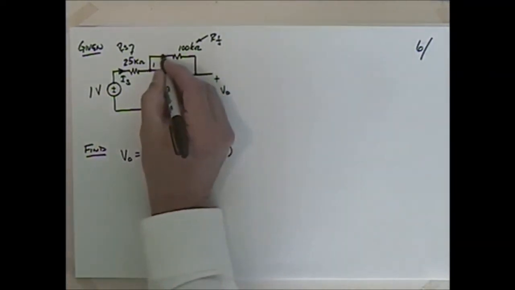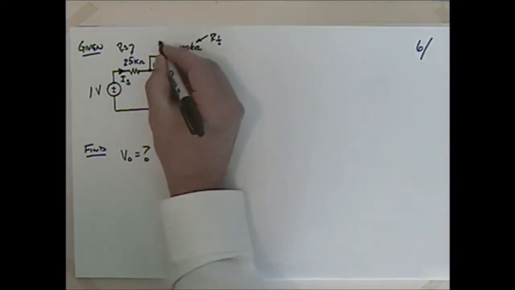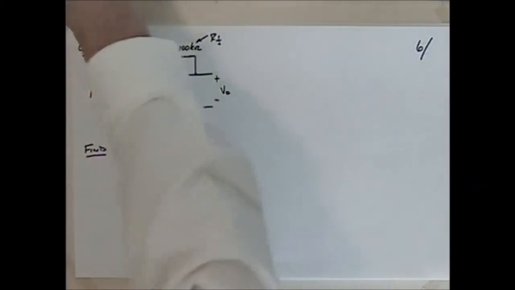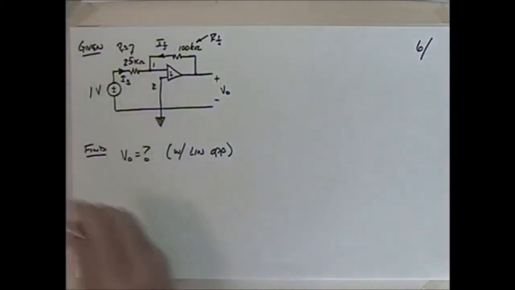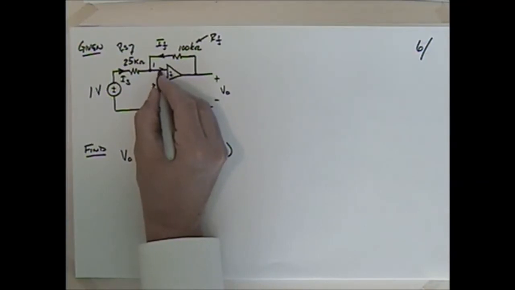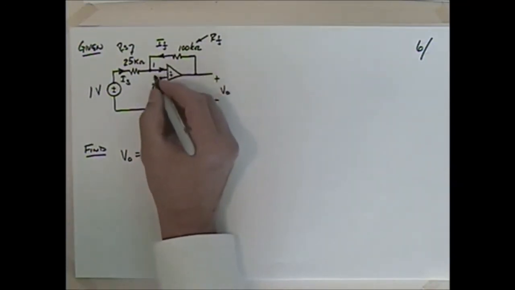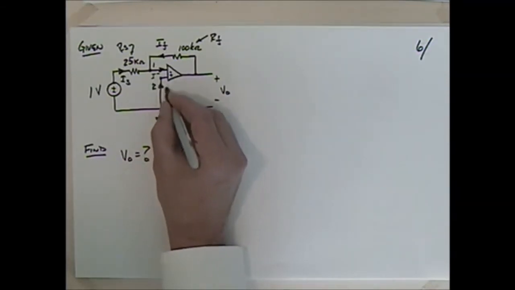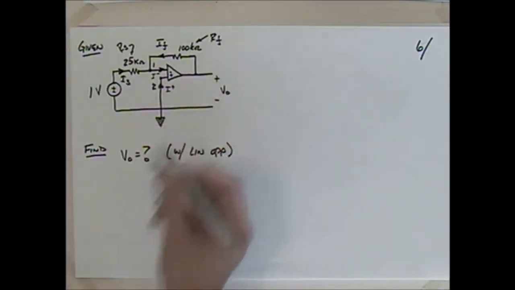So let me talk about this current here then, IF for feedback. I think I'm going to need a better pen for this. What about these currents here? I would have this current here that I could say is I minus, and this current here that I could say is I plus, right?